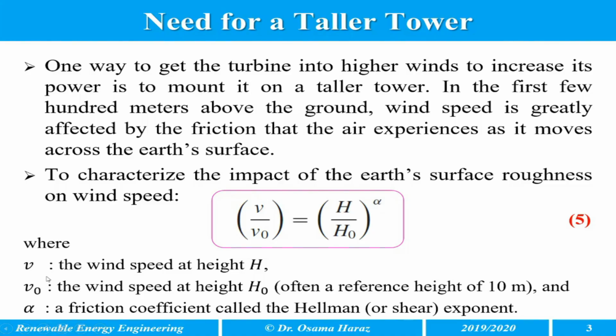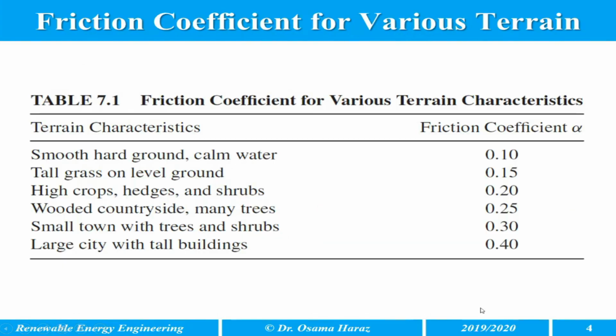What is V? The wind speed at height H. What is V naught? The wind speed at height H naught. And H naught is often a reference height of 10 meters. And finally, alpha is the friction coefficient called the Hellman or shear exponent. This table shows the friction coefficient or shear exponent for various terrain. This is the terrain characteristics and this is the friction coefficient alpha.